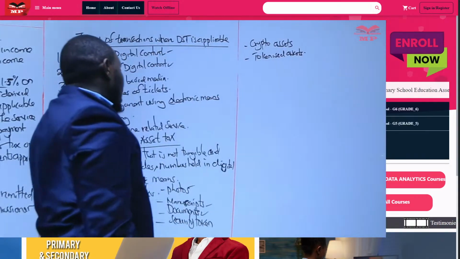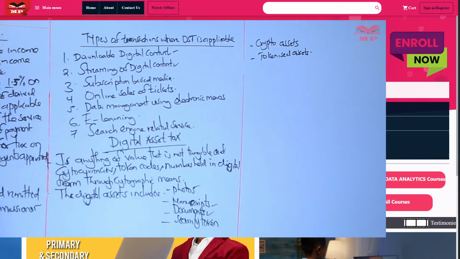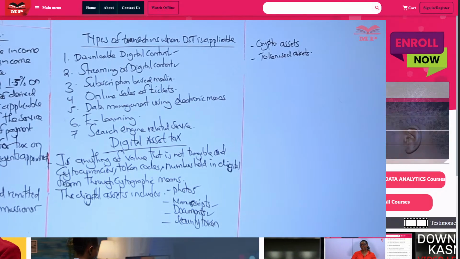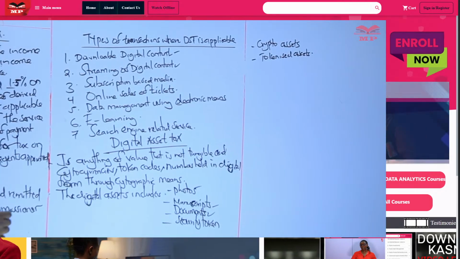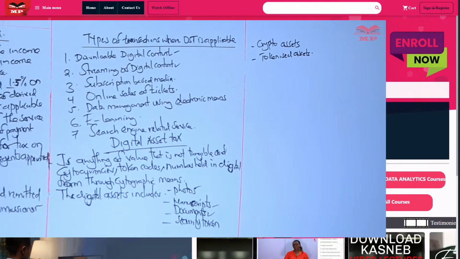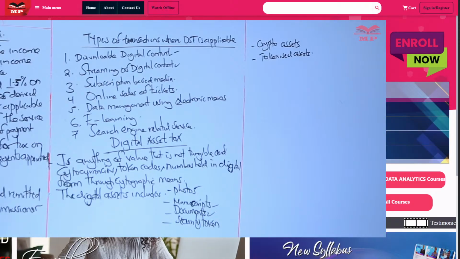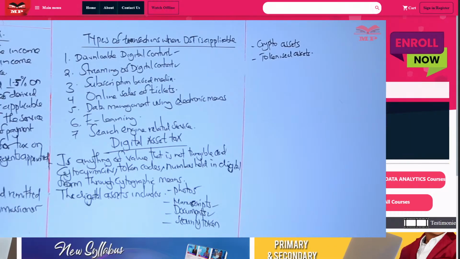But the emphasis here, when you talk about digital assets, is anything of value that is not tangible, and cryptocurrencies, token codes, numbers held in digital form through cryptographic means. Examples of digital assets basically include photos, manuscripts, documents, security tokens, crypto assets and tokenized assets as the types of digital asset.